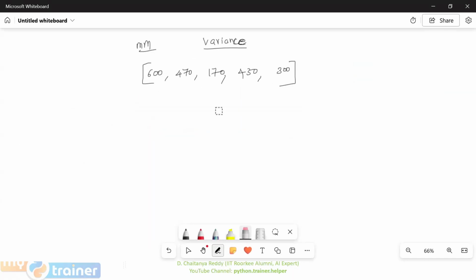So what is the average value? Let us say the average value comes to 394. That is the exact value. If I take the average of these values, it comes to 394. I already calculated that.